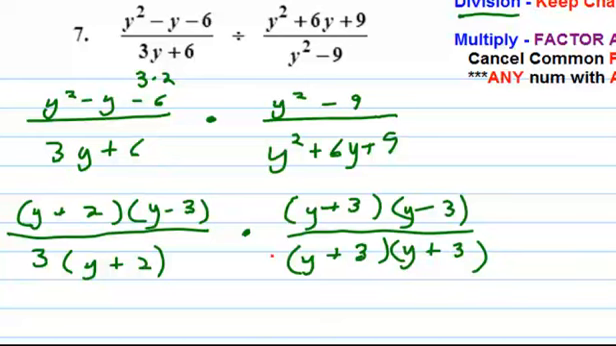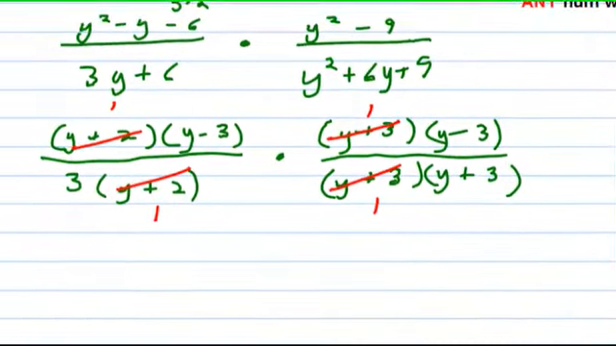So now we're ready to cancel common factors. Well, here's y plus 2. Do we see any y plus 2 in any of the denominators? Yes. Cancel, cancel. Y minus 3. There are no y minus 3's in the denominators. Y plus 3. Yes. Y plus 3 here and here. And of course, we already looked for y minus 3 and there were none.